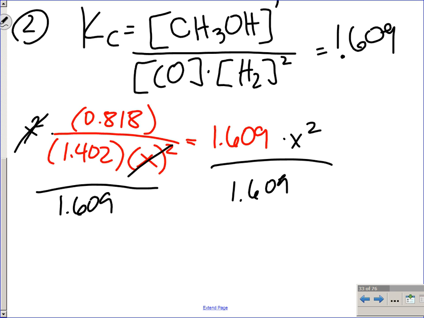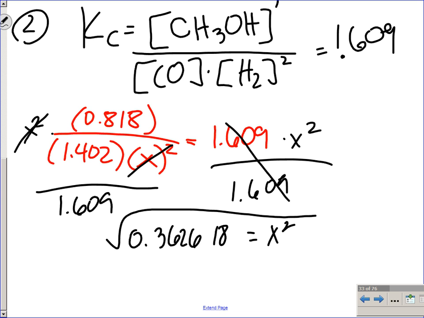What'd you guys get? 0.58. Okay, and then divide again by 1.609. So 0.36, 26-ish, 28. That's equal to what? X squared, because this has been divided and stuff. So how do I get X now? Square root.